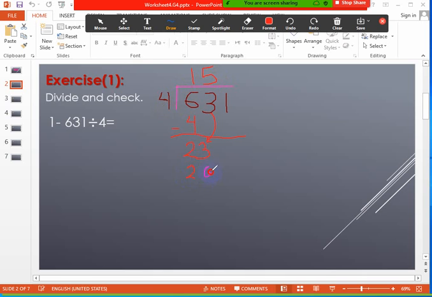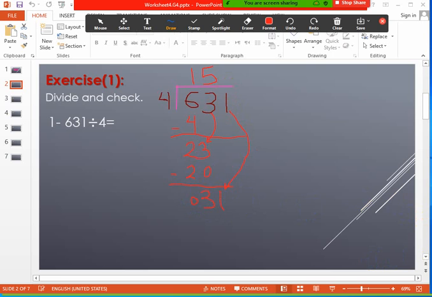Then what do I have to do? I have to subtract. 3 minus 0 equals 3. 2 minus 2 equals 0. Now, the last thing, I have to take the ones and put it down next to the tens. Now, 31.